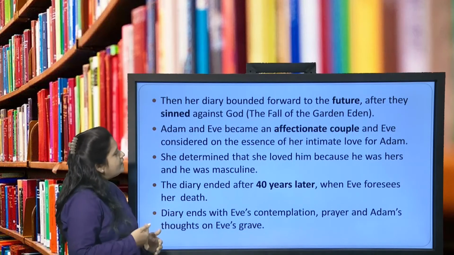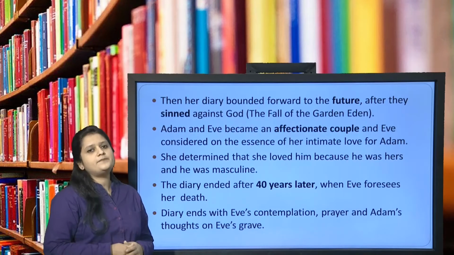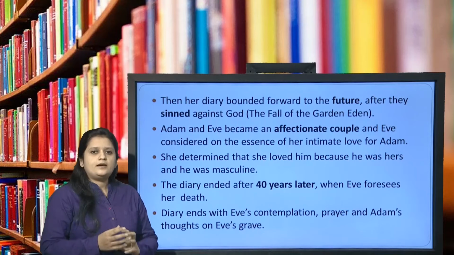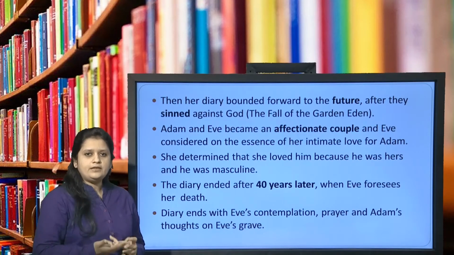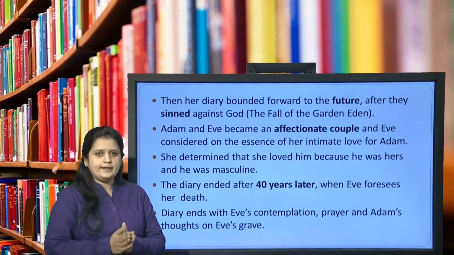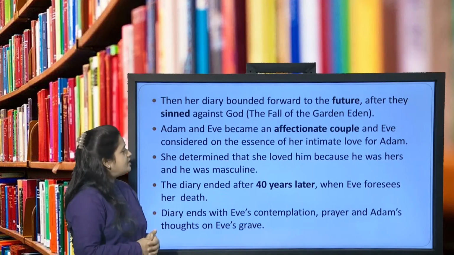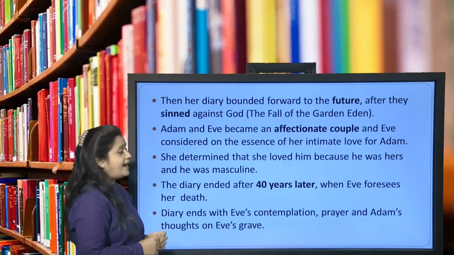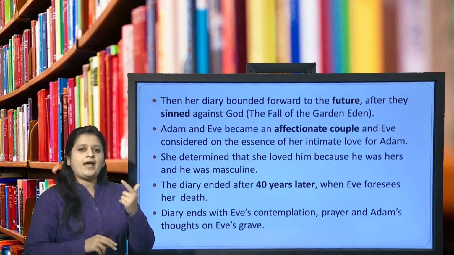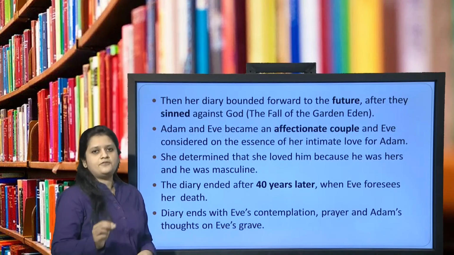Adam and Eve became an affectionate couple, and Eve considered the essence of her intimate love for Adam. Now, of course, after they have committed the sin, the knowledge of good and evil, all the emotions, the innocence is now not there. It has been lost in the act. She determined that she loved him because he was hers and he was masculine. That is the knowledge of her body and that of Adam's body being different from hers. And all of that, she determines that she loves Adam.